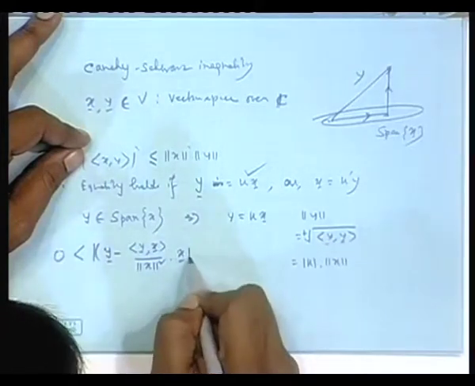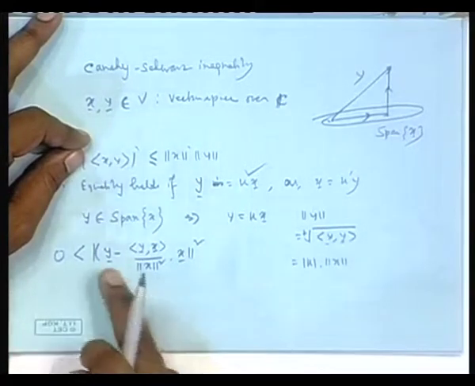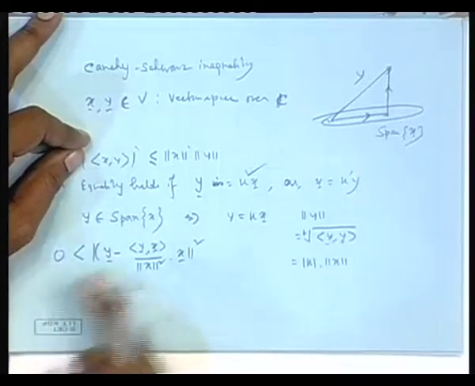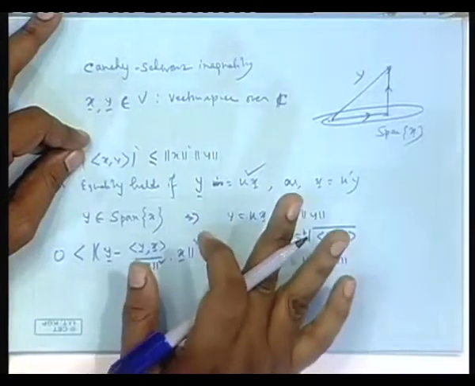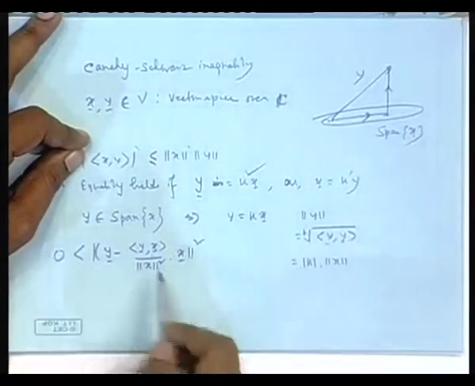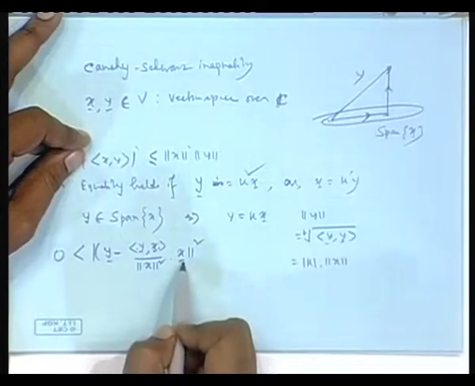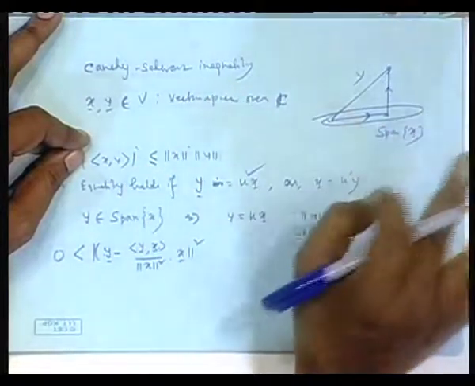Norm square, sorry, right. This is the projection, this is the original, this is the error. The norm square of the error is strictly greater than 0, because y is outside the span of x. This part is the projection, y with x divided by norm square of x into x, and y minus that is the error. Its norm square has to be greater than 0 because y is outside the span.